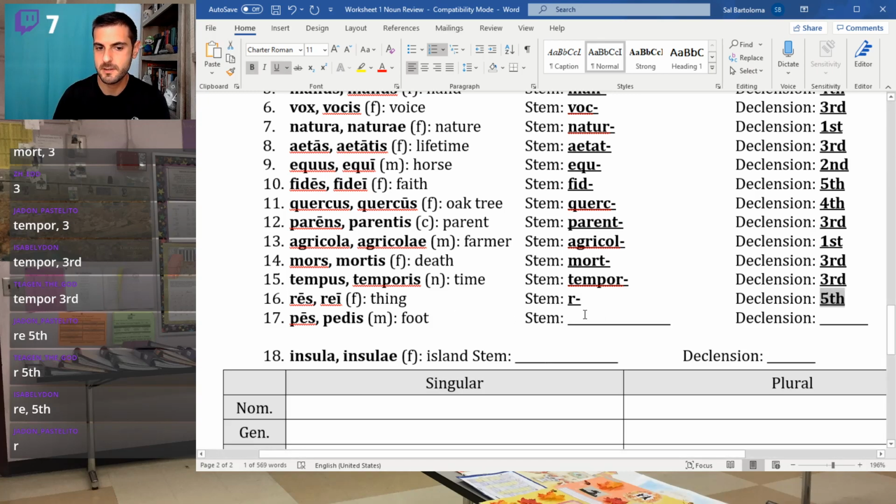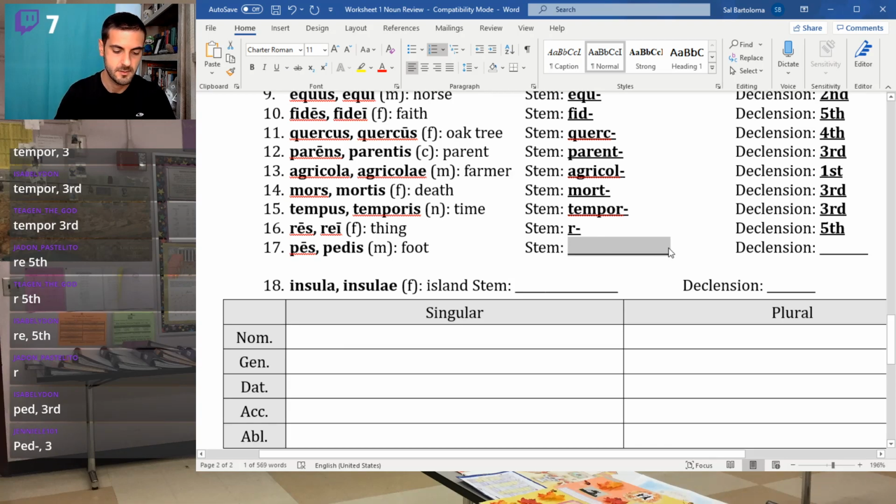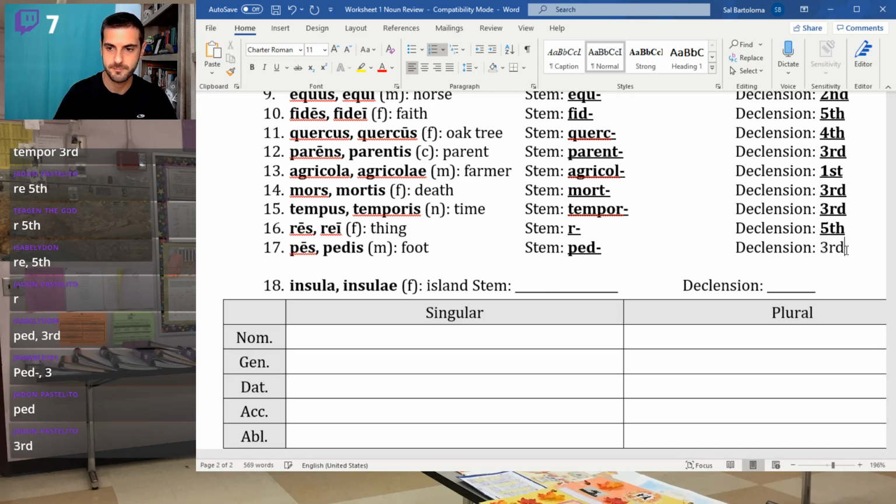And then pes pedis, meaning foot. What is my stem? Ped. So think about all the words that you know in English that have to do with feet or being on foot. They're going to have ped in them, not pes.